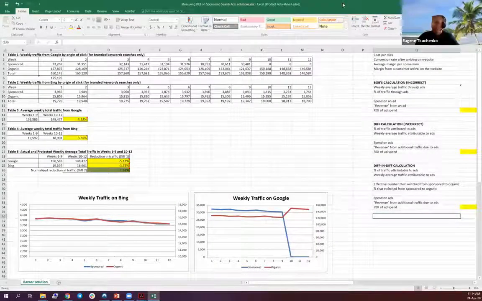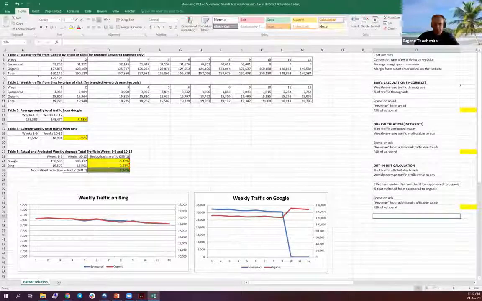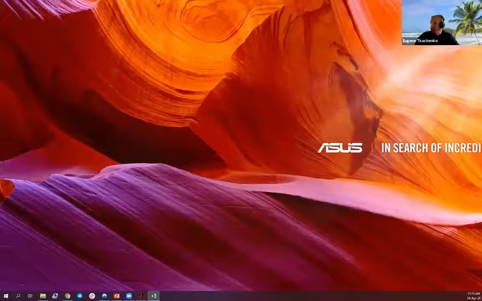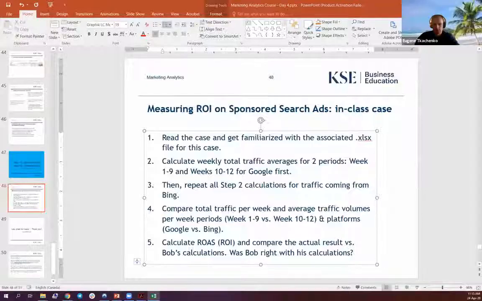All right, guys, I'm moving the spreadsheet to my screen on the left, so you get a chance, first of all, to present your findings as well as to talk about the numbers you got. Anyone, please step in or type it in the chat. First of all, the number I'm interested in is the actual ROI on the ad spend you got versus the ROI on ad spend which Bob was referring to. So your results, please.